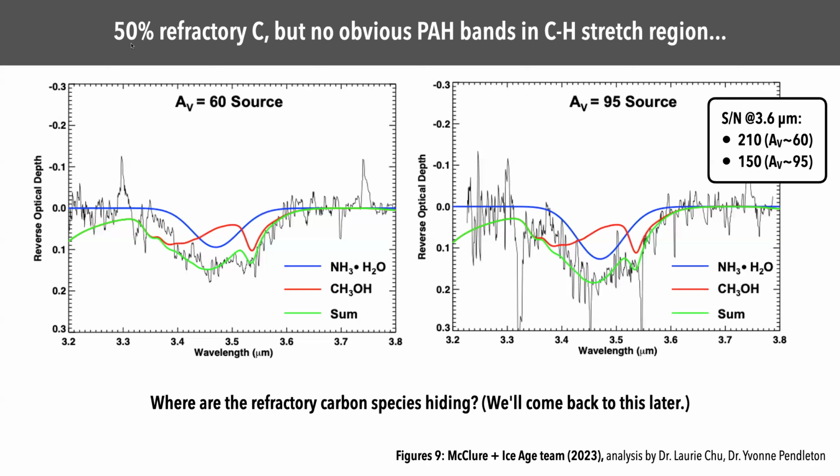Now, even though we saw that there needed to be about 50% refractory carbon in order to match the carbon budget that we have, we don't actually see any refractory carbon features in the spectrum. So we looked for what's called polycyclic aromatic hydrocarbons, which is a fancy way of saying either rings of different carbon and hydrogen atoms or long strands of these atoms. But the features were not there, so they're probably hidden somewhere. And we'll come back to this a little bit later in the talk.